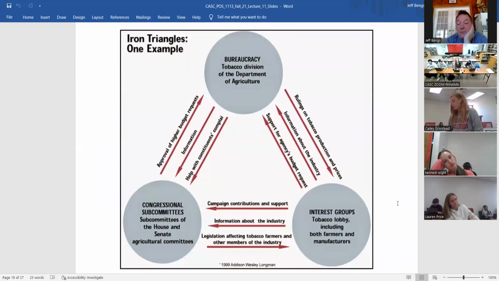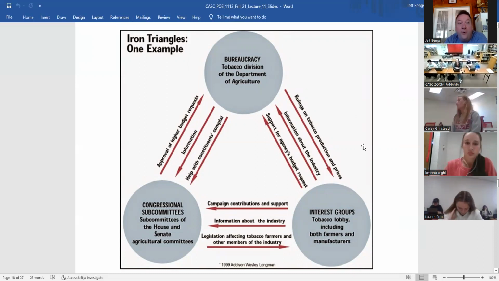A couple more things to mention and we'll call it a day. You will find these in your textbook and you do need to know them for the test. One is an iron triangle. An iron triangle is a large, not real large, but a group that is made up of three components.